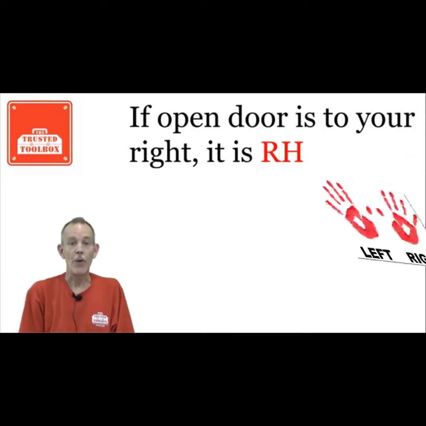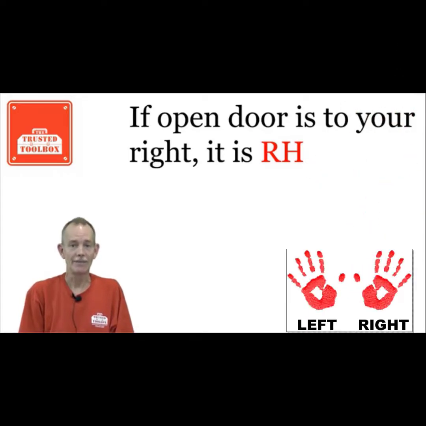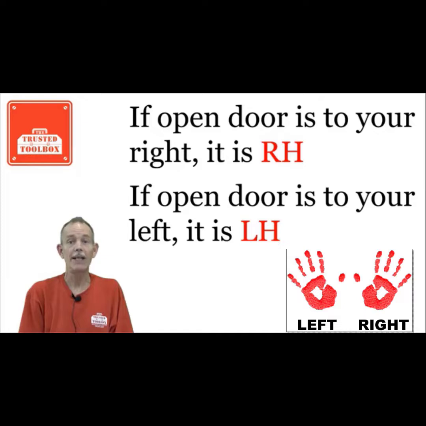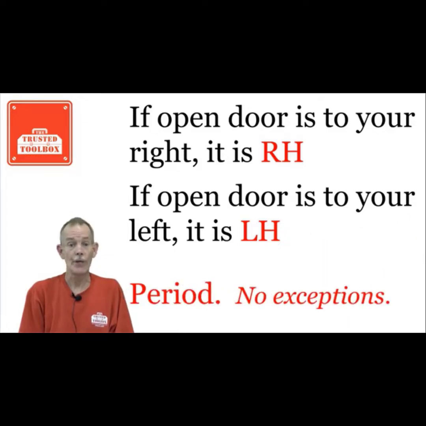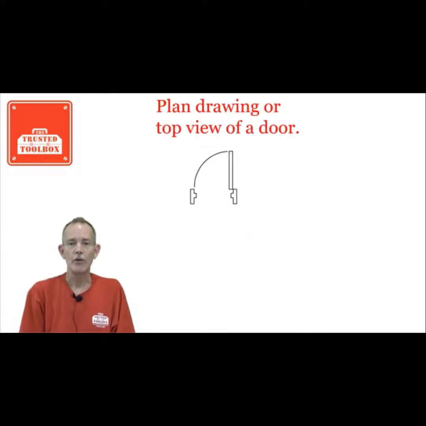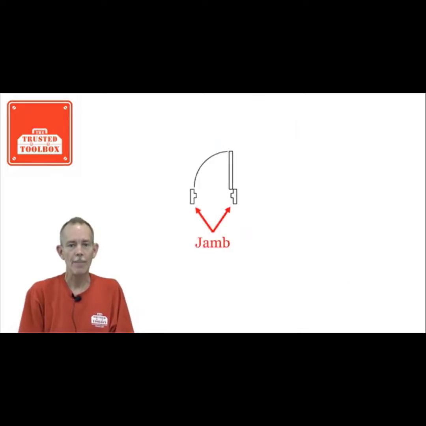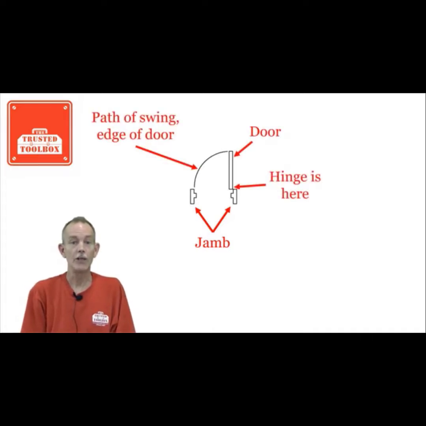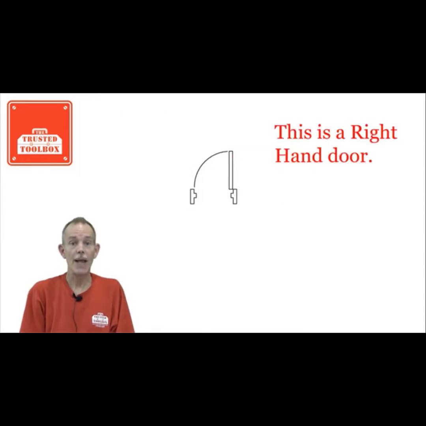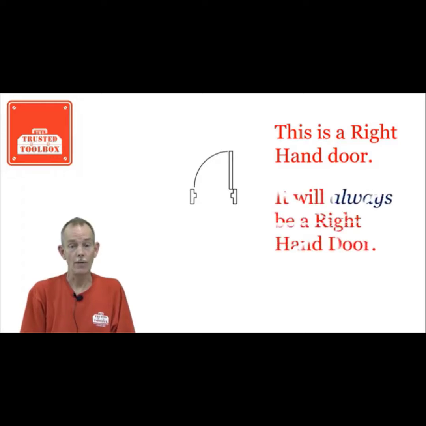If the door is open on your right, it is a right hand. If open on your left, it is a left hand. This is the only rule. It does not change. Here's a bird's eye view of a door. Here's the jamb, the door, the path of the swing, and the hinges would be here. So if you put your back to the hinges, this is a right-hand door. And it will always be a right-hand door. Watch. Get it?